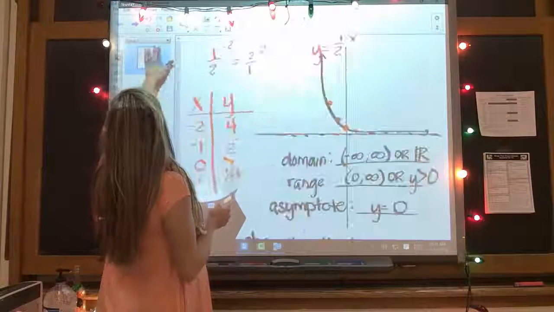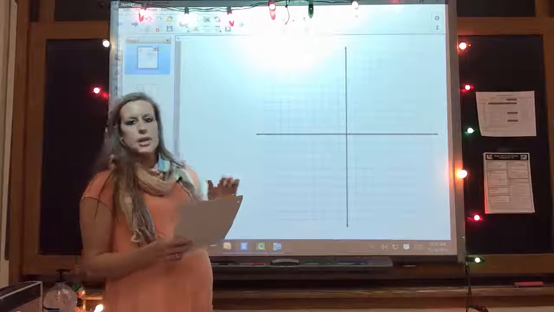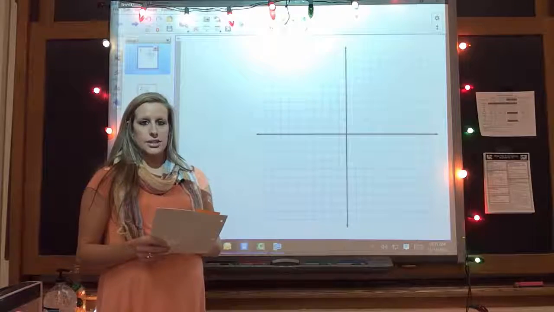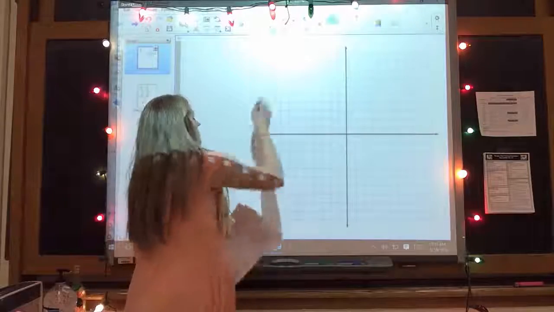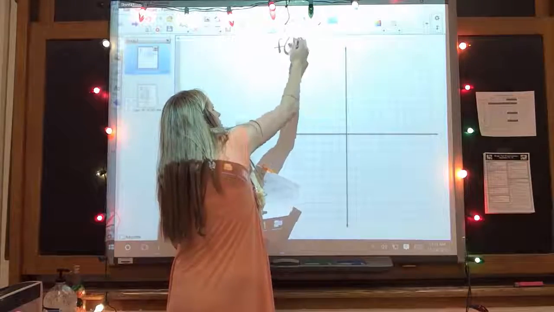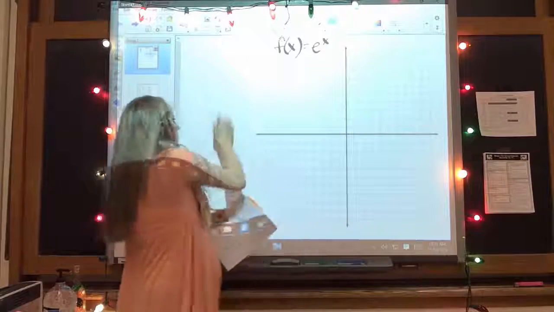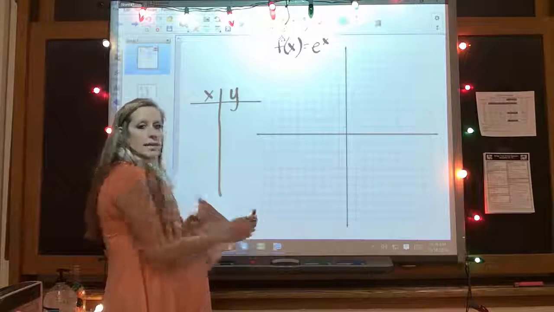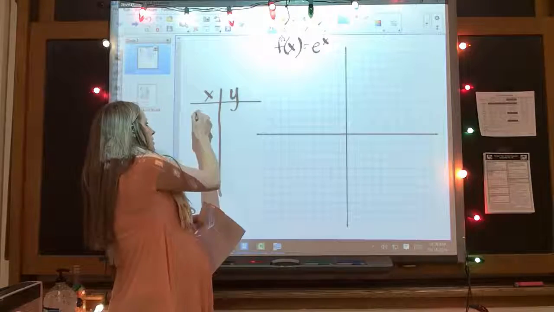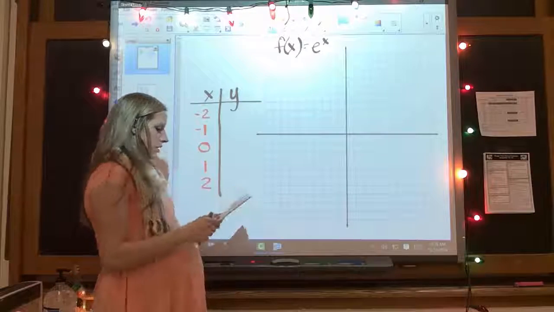So we're going to make our table. Now, we aren't going to do the table on our own. We're going to let the calculator tell us what our y is. So let's see. Our equation is f of x equals e to the x power. And I'm going to fill out my table. I want some negative numbers and positive numbers. So -2, -1, 0, 1, 2.